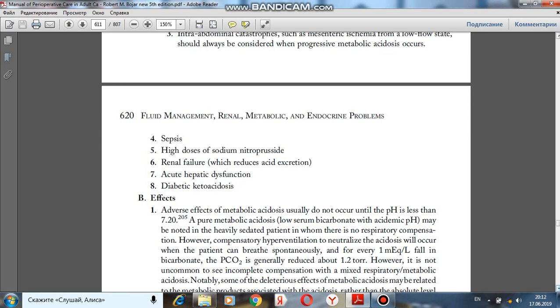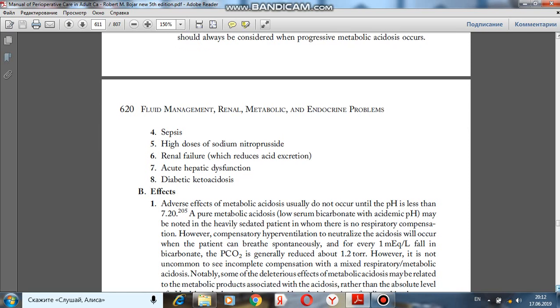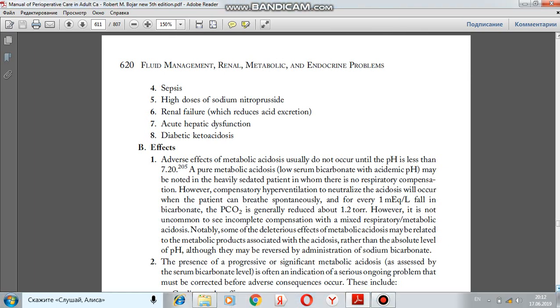5. High doses of sodium nitroprusside. 6. Renal failure, which reduces acid excretion. 7. Acute hepatic dysfunction. 8. Diabetic ketoacidosis.